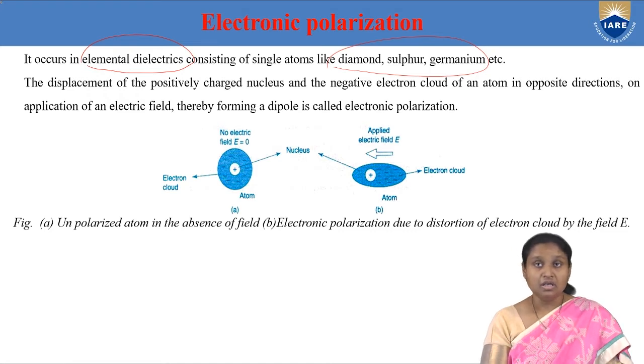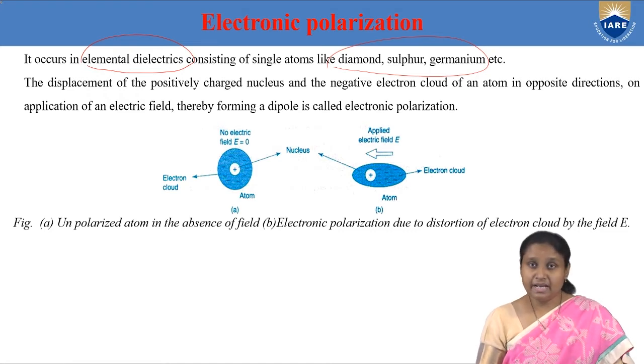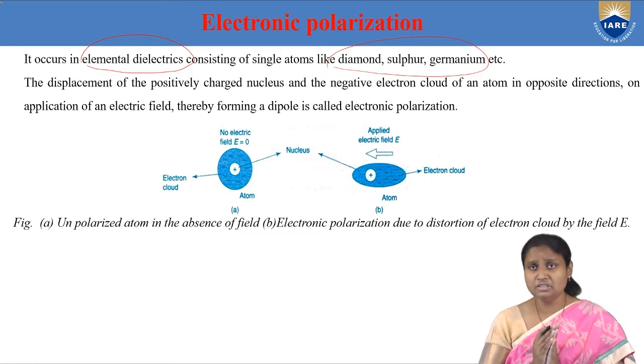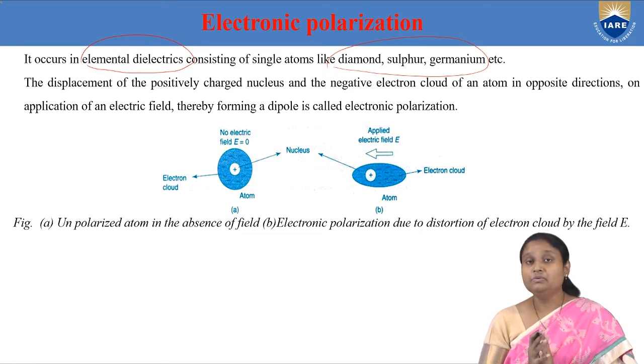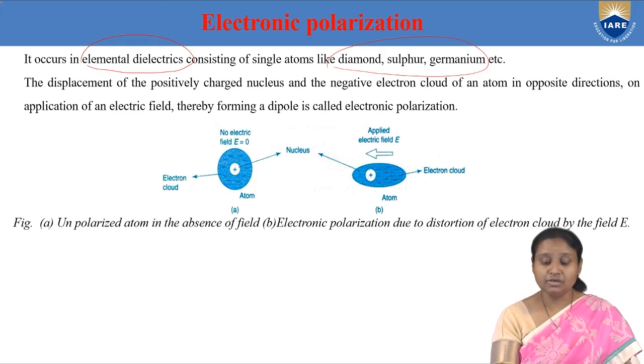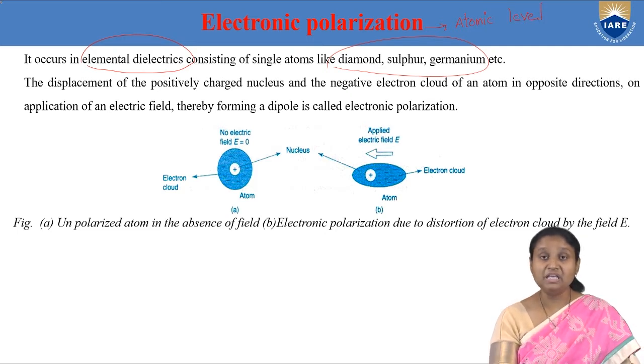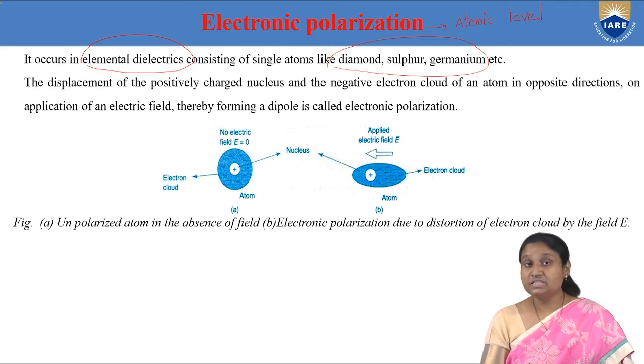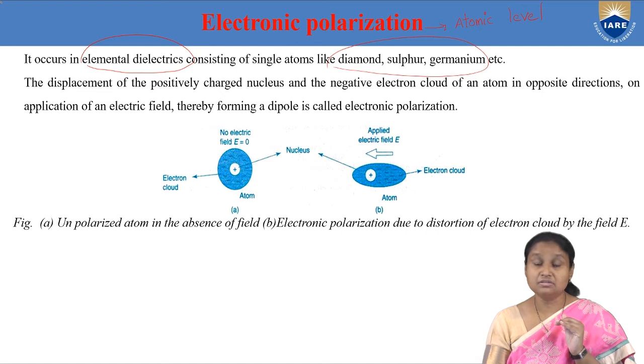Now, in order to understand this polarization, because they are made up of atoms, one thing we have to understand is that electronic polarization takes place at atomic level. So the polarization which takes place in an atom is called electronic polarization.